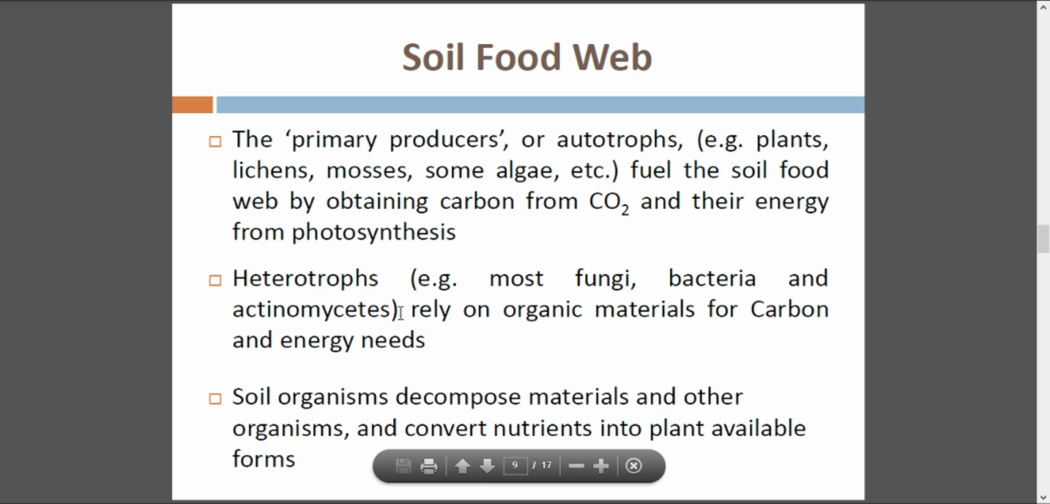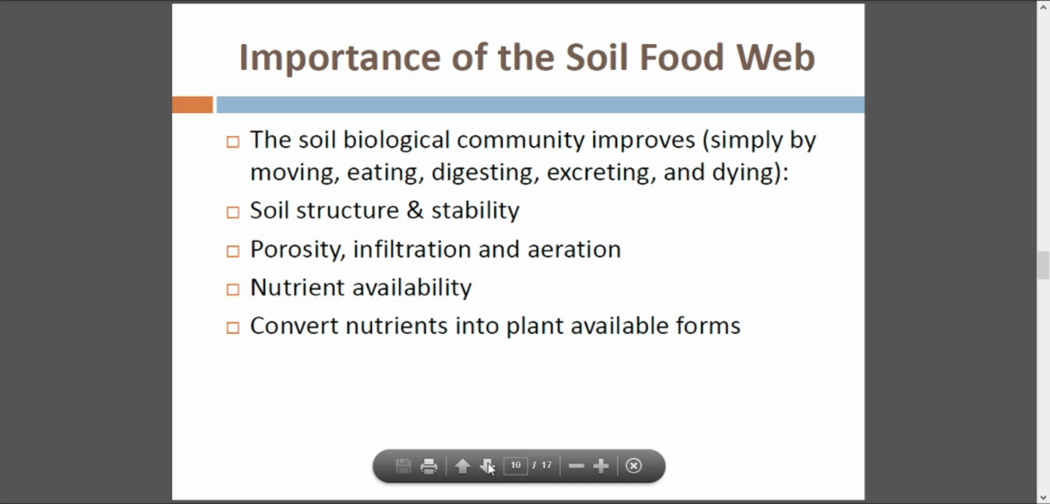We have the heterotrophs, which are mainly in the second trophic level, and these rely on the organic materials that are produced in the first trophic level or by the producers. Then we also have soil organisms, which decompose materials and other organisms, and they convert nutrients into plant available forms.